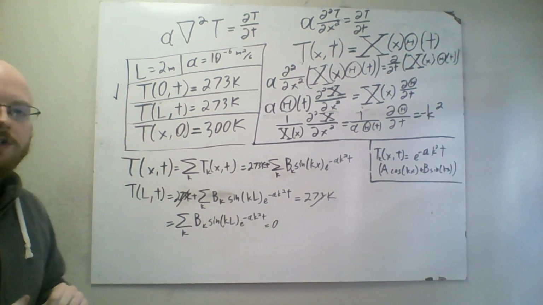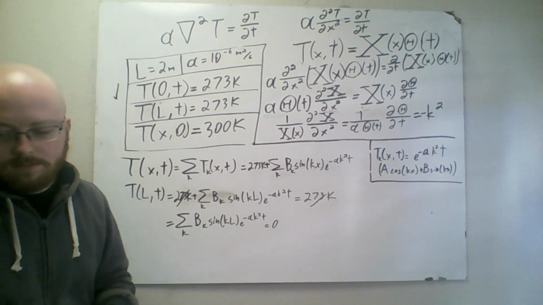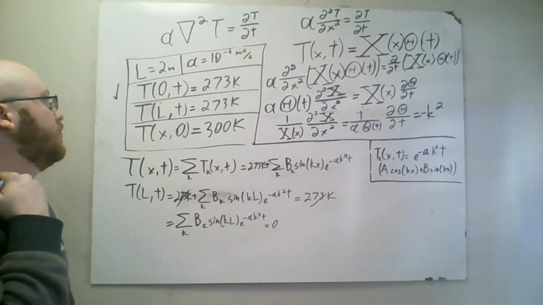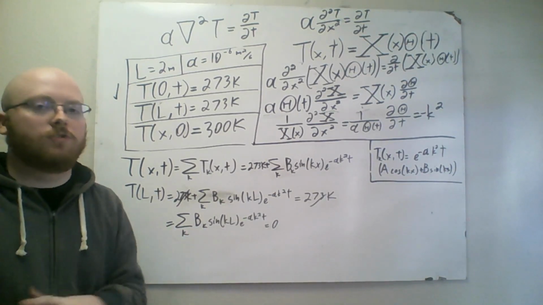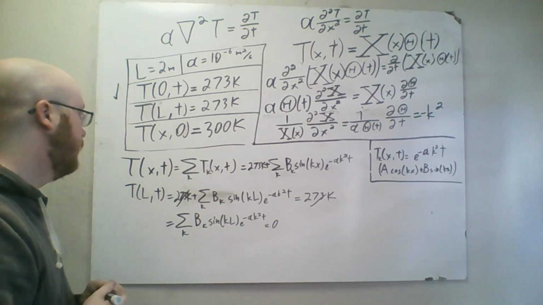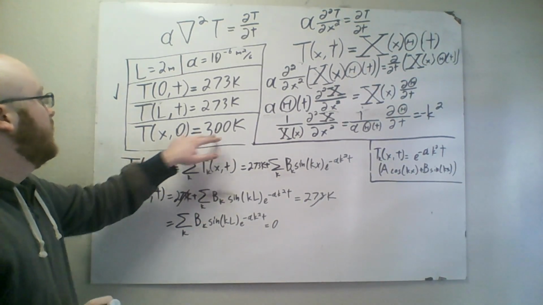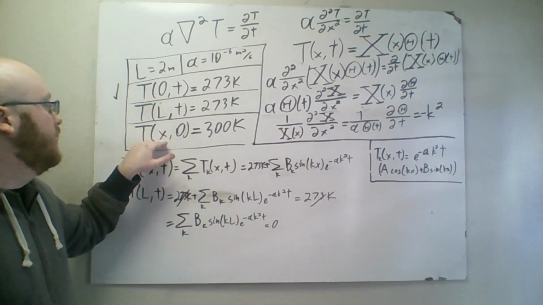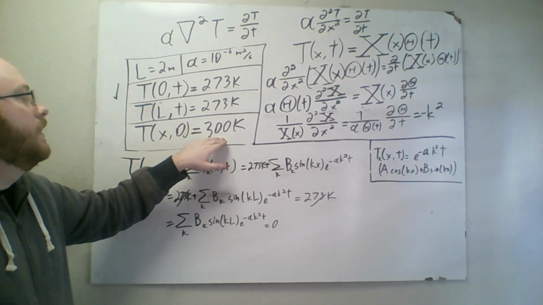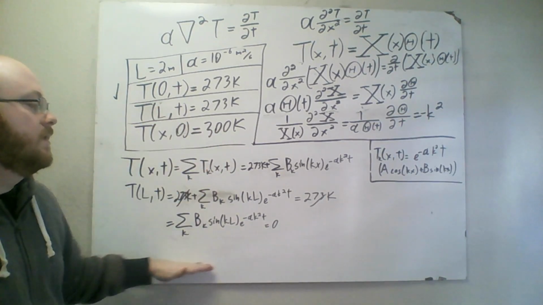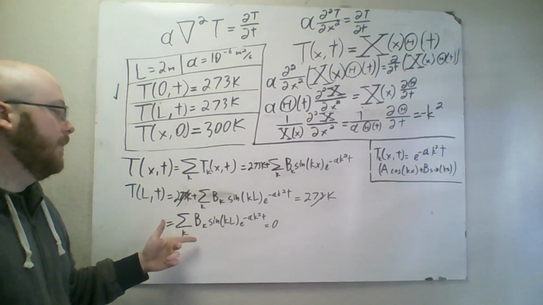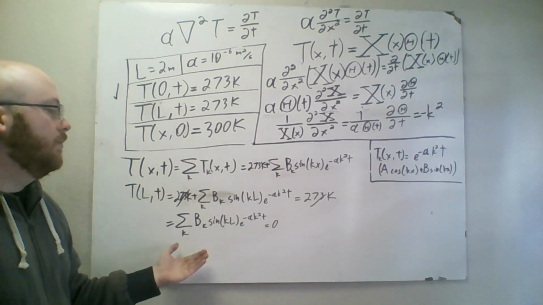Okay, so now there are two ways out of this. First, we could do what we did with the cosines and make all the bk 0, in which case our function would be just straight up 273 Kelvin. So the problem is this starts out as a different temperature. If our temperature for Tx0 was just 273 Kelvin, then nothing would change. It would just stay at a constant 273 Kelvin. So we can't make the bk's equal to 0.